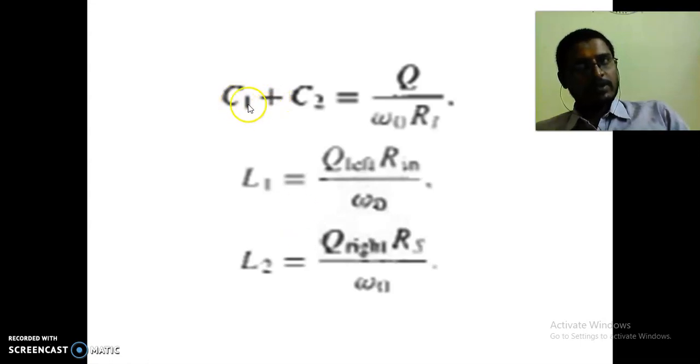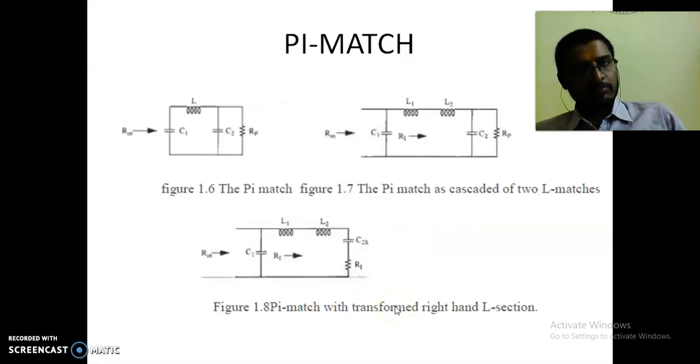So the formula for C1 plus C2 is equal to Q by omega naught Ri. L1 is equal to Q left, the left side L section quality factor, times Rn by omega naught. L2 is equal to Q right times Rs by omega naught.